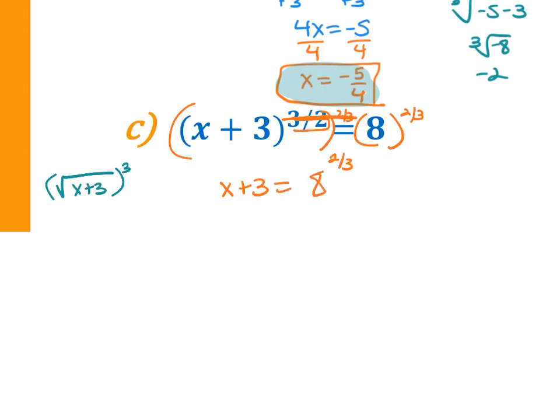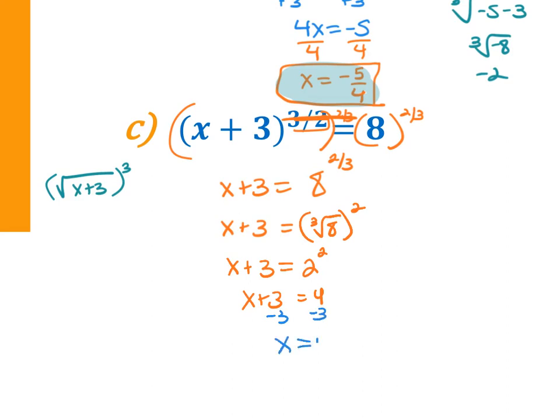to the 2/3. Now I've got to rewrite that in radical form. So this is the cube root of 8 squared, or the cube root of 8, squared underneath. It doesn't matter where that squared goes. I tend to cube root it first because it'll be smaller. So I get x plus 3 equals, the cube root of 8 is 2, and 2 squared would be 4. Then I'm going to subtract the 3, and I get x equals 1.